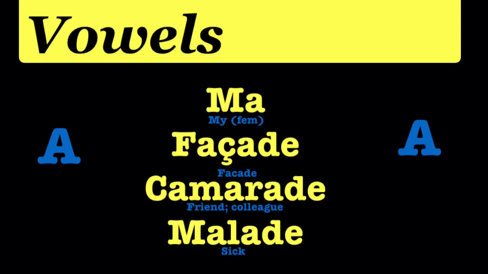So here we have the letter A, which is A in the French alphabet, and that's also how it's pronounced in its purest form, A. So again, the vowel sound is pure. In American English, letter A is often pronounced A, or we shorten the A sound to or I. In French, however, especially when A is the only vowel in a syllable, it will be pronounced A. So here we have some examples. Ma, façade, camarade, malade.